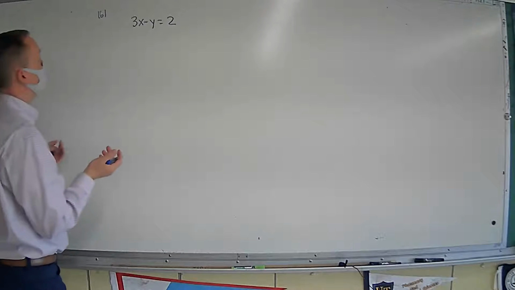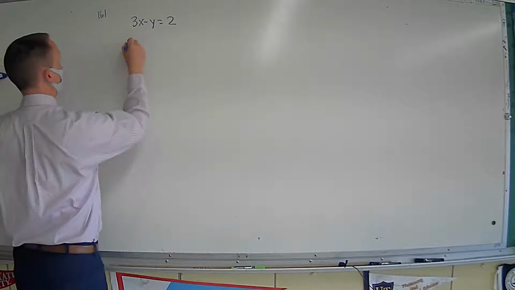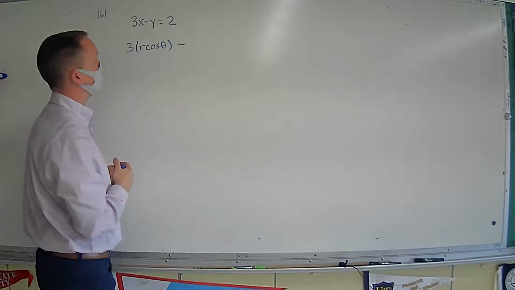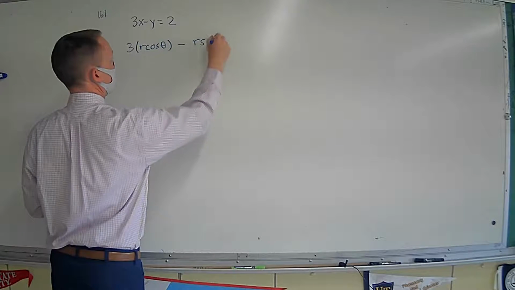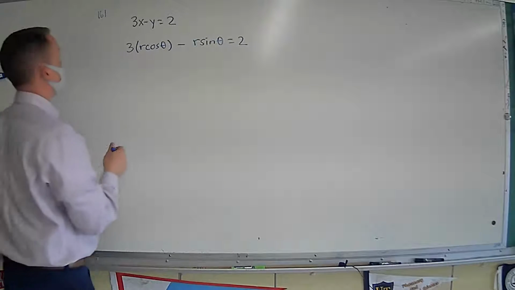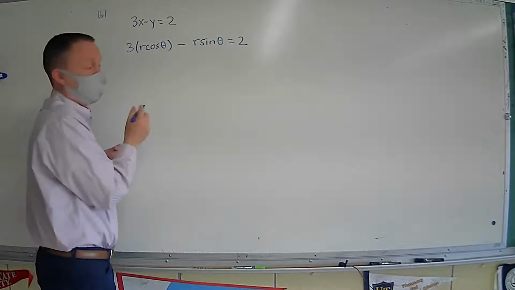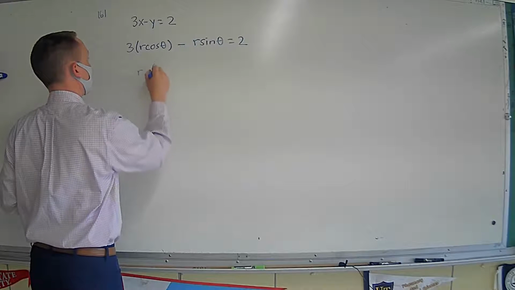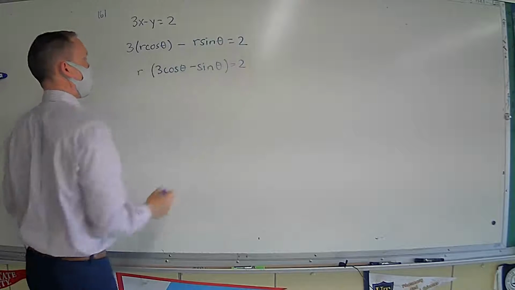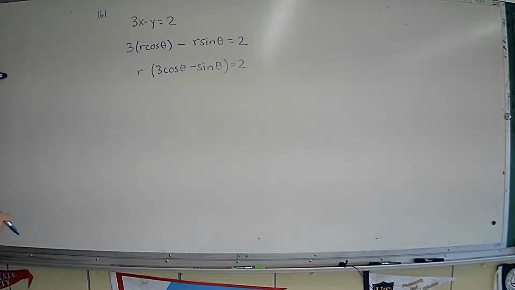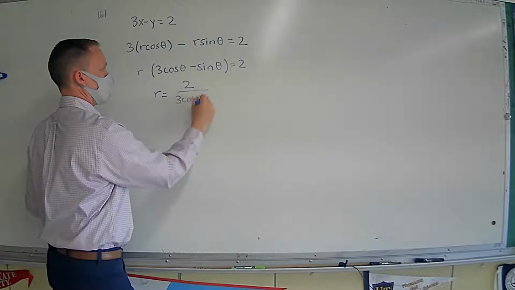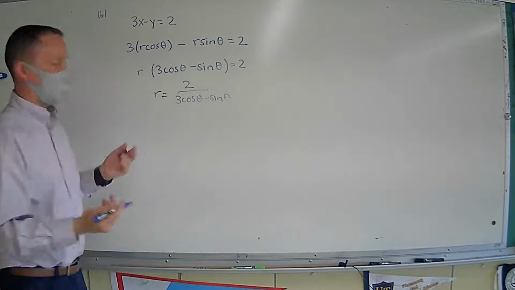Okay. So the only thing we really can do right now is just say, okay, well, 3 times r cosine theta minus r sine theta equals 2. It looks like I could factor out an r out of this. And then it looks like I could probably divide. And that's probably as good as we can do.